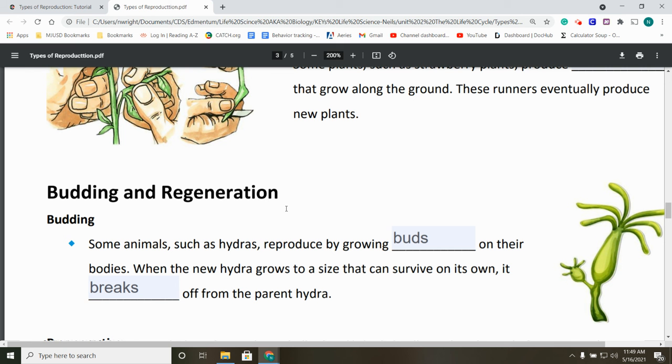Budding and regeneration. Budding. Some animals, such as hydras, reproduce by growing buds on their bodies. When the new hydra grows to a size that can survive on its own, it breaks off from the parent hydra.